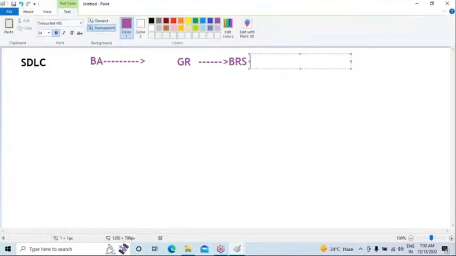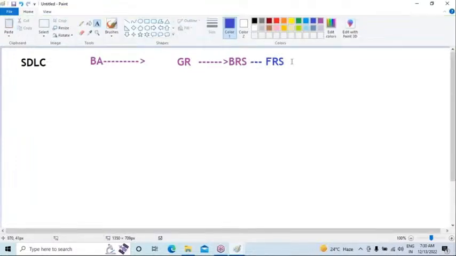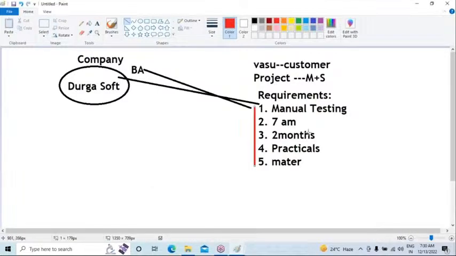And they clearly mention the detailed information in the FRS document. The full form is Functional Requirement Specification document. It contains the detailed description of each and every requirement related to the customer. They will provide that to the customer.